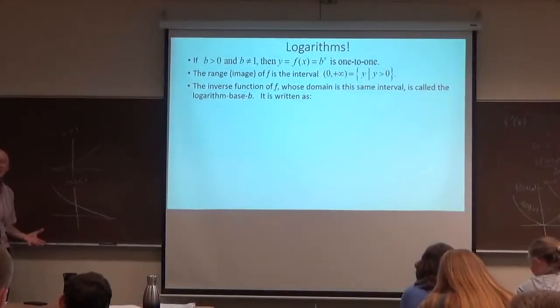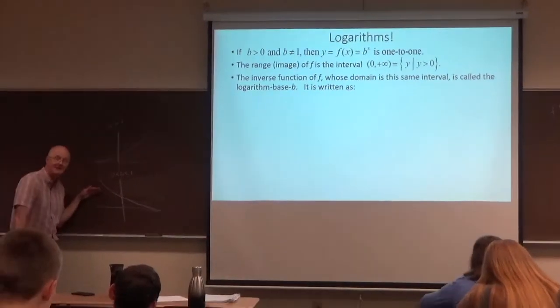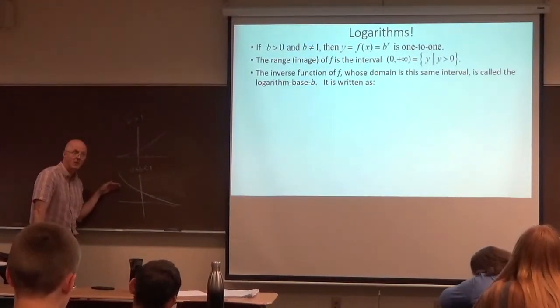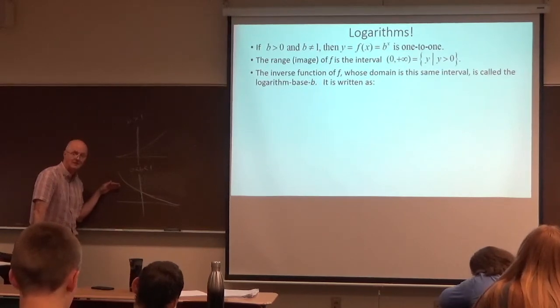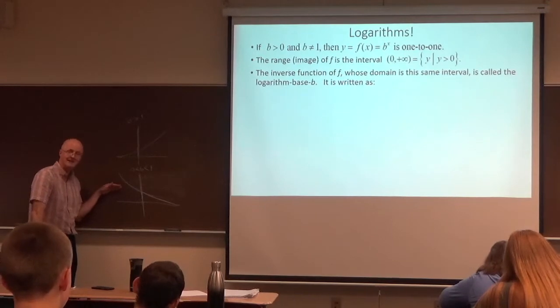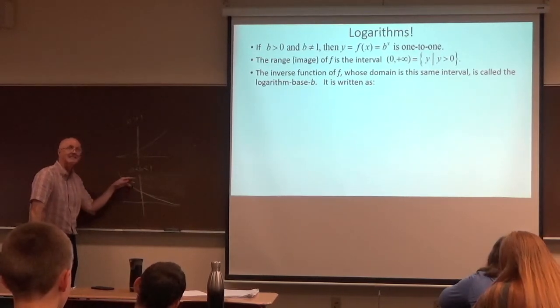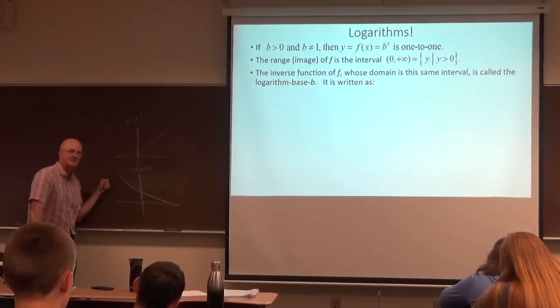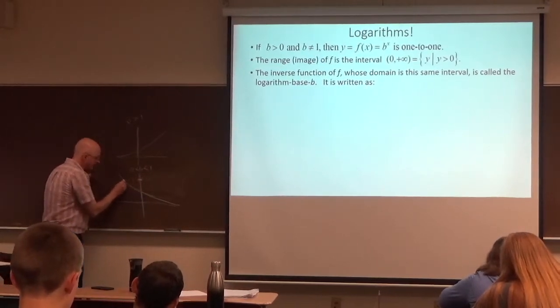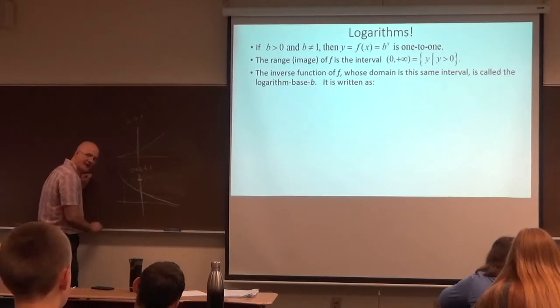Being 1 to 1, it must have an inverse function. It passes the horizontal line test. Being 1 to 1, we talked about last time, means you've got an inverse function. Every output has exactly one input that goes to it. Every output, like this one, has exactly one input. It's not like a quadratic.